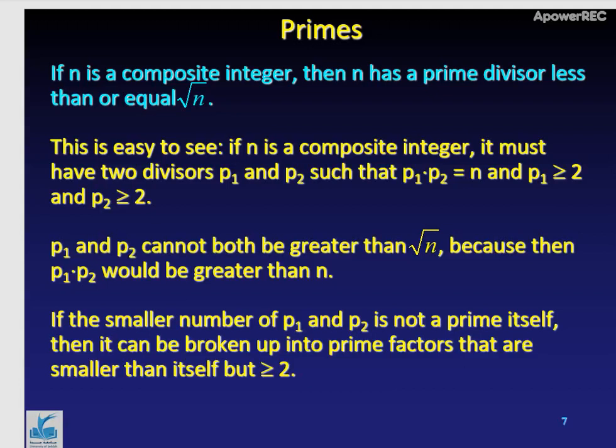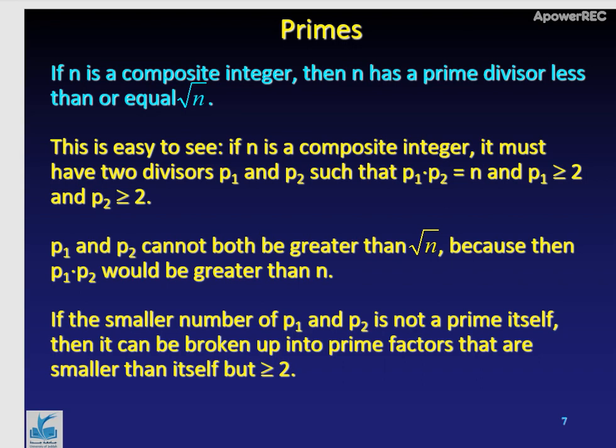Alright, so here is the property that I referred to in the previous slide. This property says that if we have a composite number n, then one of its factors or divisors, of course we are talking about prime factors here only, so one of those prime factors is going to be less than or equal to the square root of the number.